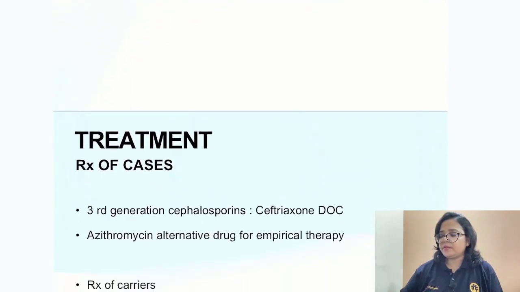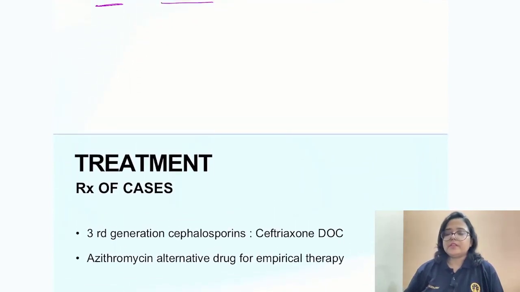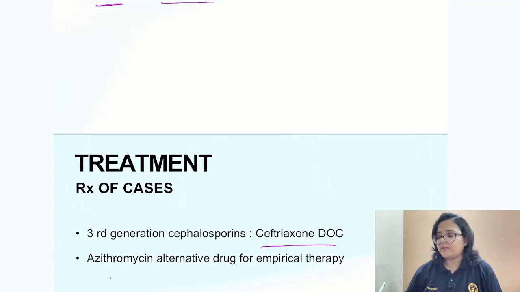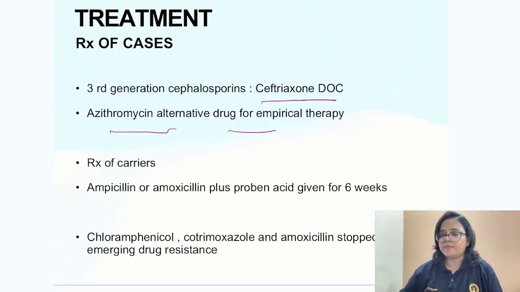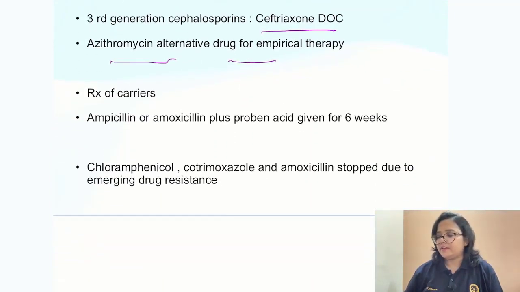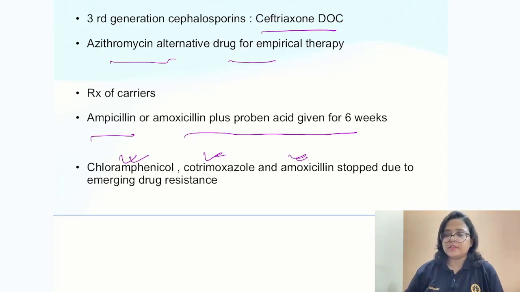We move on to the treatment of the cases. For treatment of the cases, a third generation cephalosporin, ceftriaxone, is the drug of choice, and azithromycin can also be used as an alternative drug for empirical therapy. And in the treatment of carriers, we use ampicillin or amoxicillin along with probenecid for 6 weeks. Previously, we used to use chloramphenicol, cotrimoxazole and amoxicillin, but these have been curtailed due to emerging drug resistance.